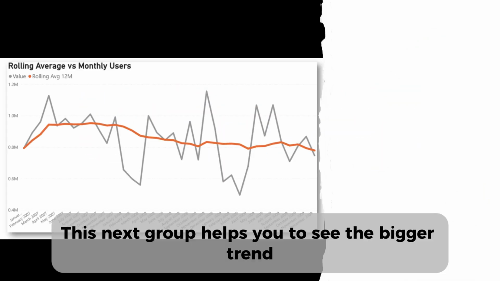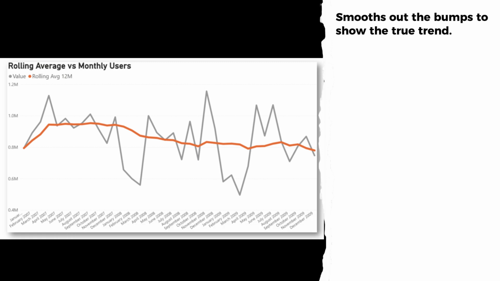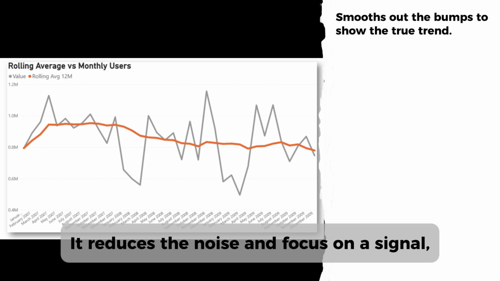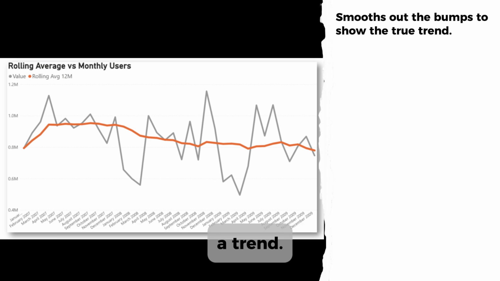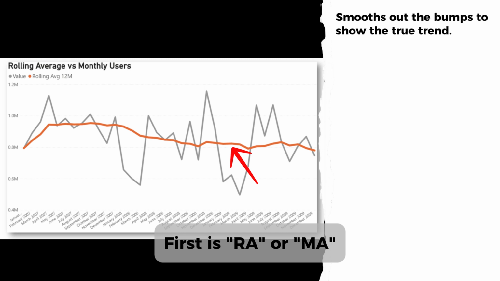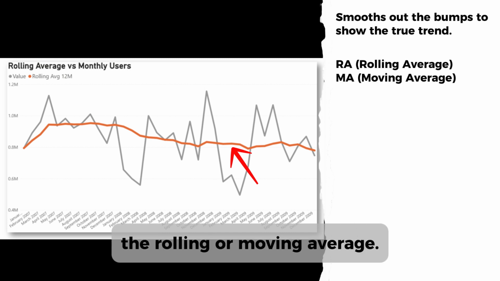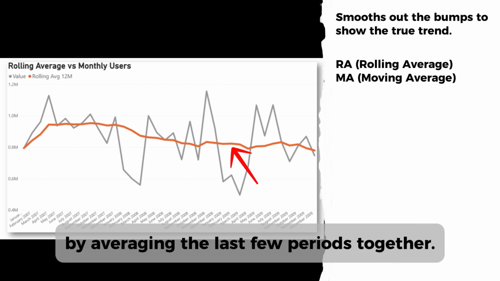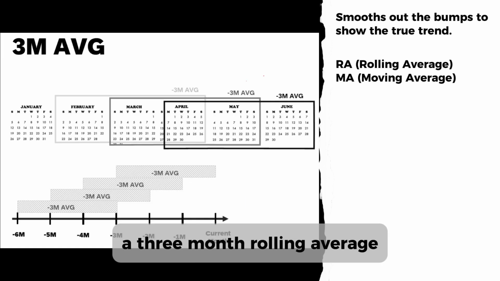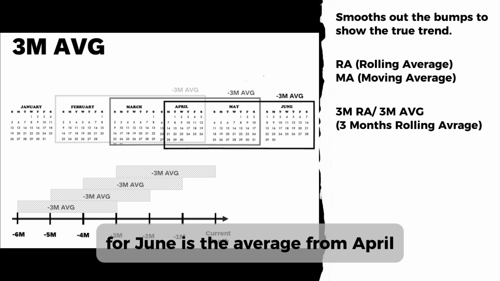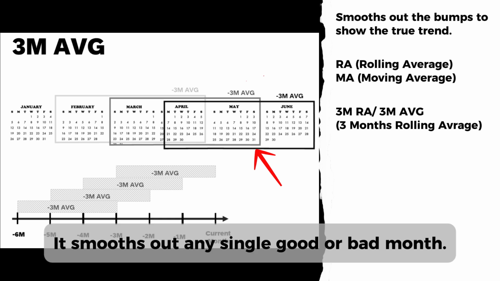This next group helps you see the bigger trend by smoothing out the bumps. It reduces the noise and focuses on the signal, the trend. First is RA or MA, the rolling or moving average. It helps you see the true trend by averaging the last few periods together. For example, a 3-month rolling average for June is the average of April, May, and June. It smooths out any single good or bad month.